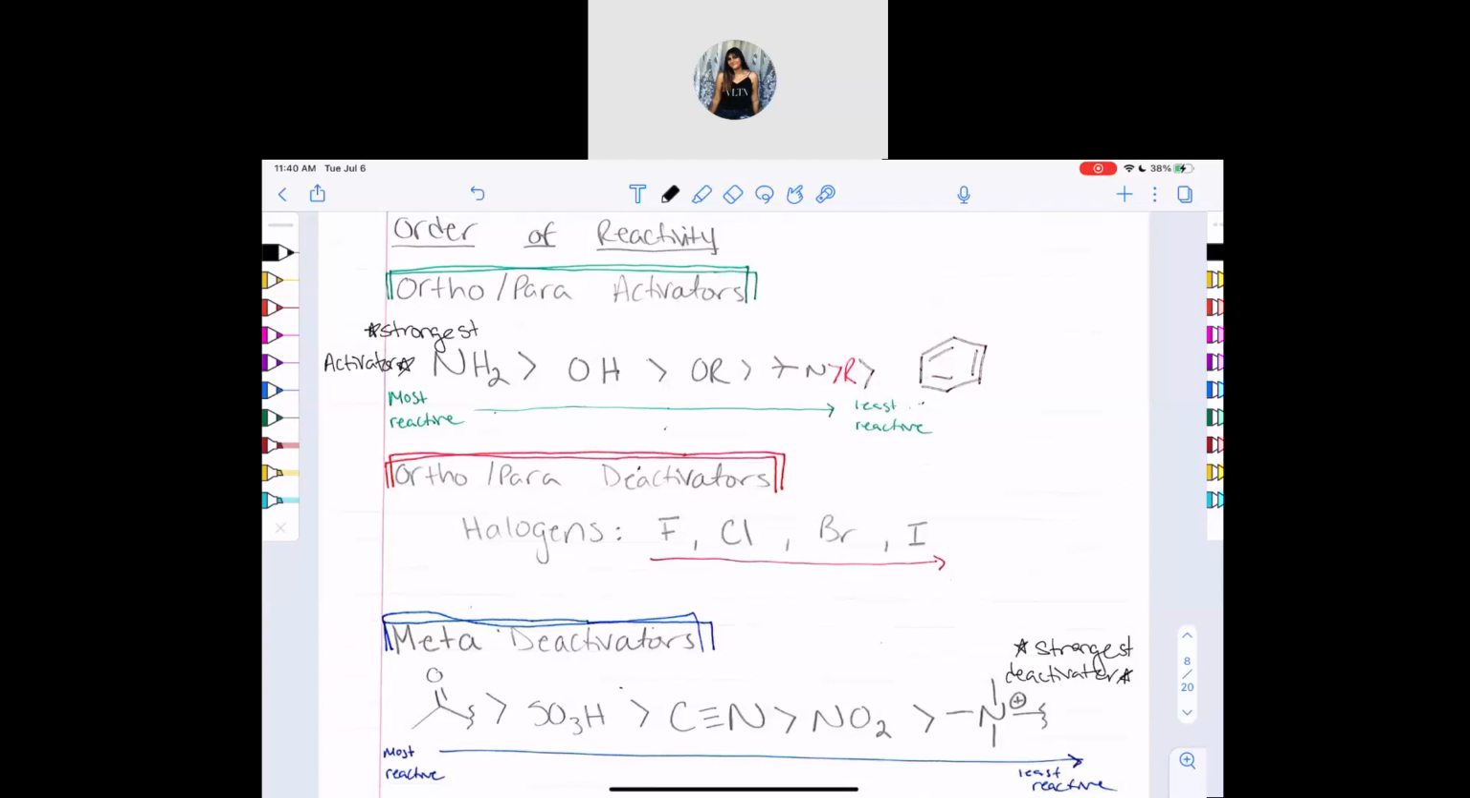You also have to know that R groups are weak activators, but they are activators. And you also have to know that the halogens are deactivators, but they're still ortho-para directing, so we call these weak deactivators. You don't necessarily have to know the order of all the halogens, just know that they're in between the activators and the strong deactivators, which are these.